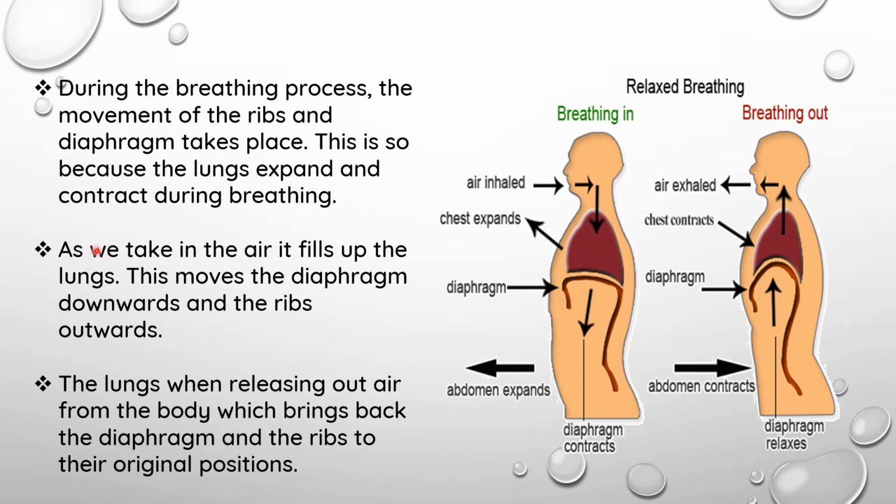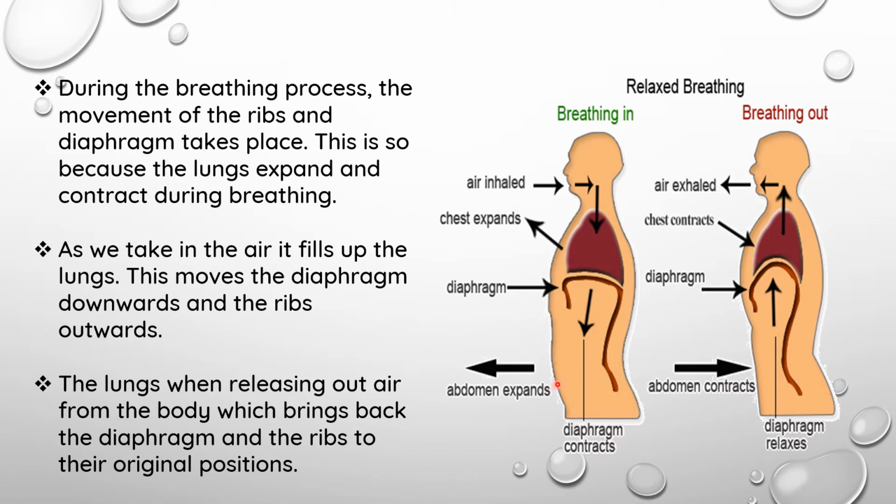When you breathe out, carbon dioxide, the air is exhaled, as you see in this picture. At that time the chest area contracts, meaning the area becomes less, and the diaphragm relaxes. So here there is more area and here less area.